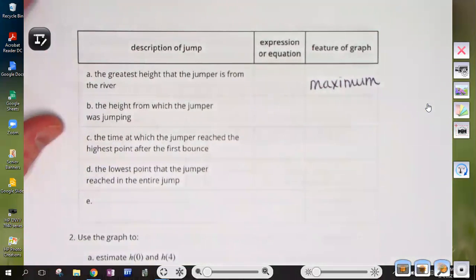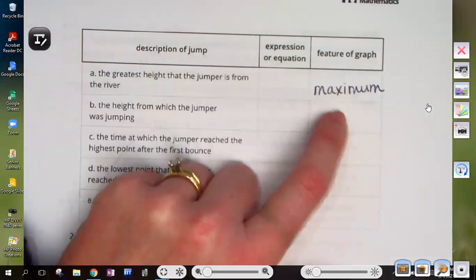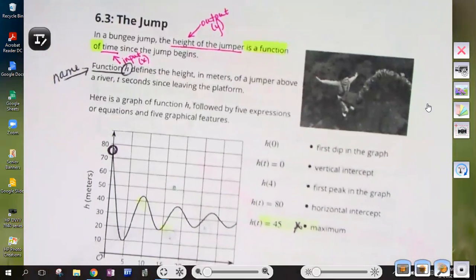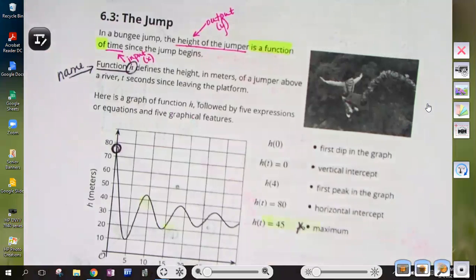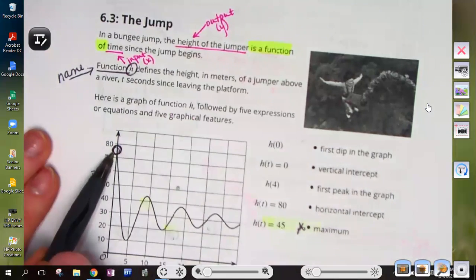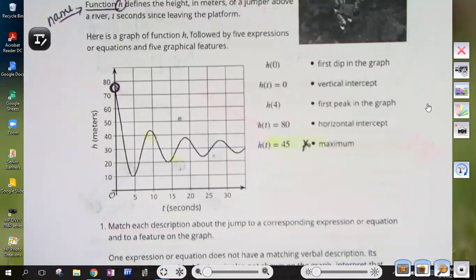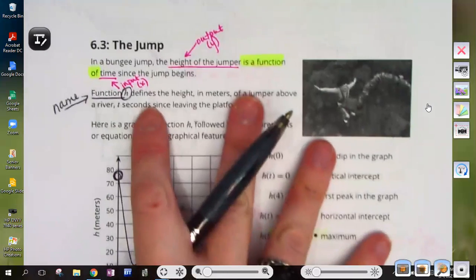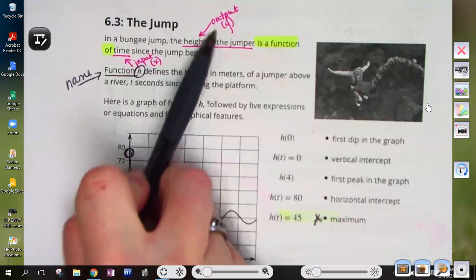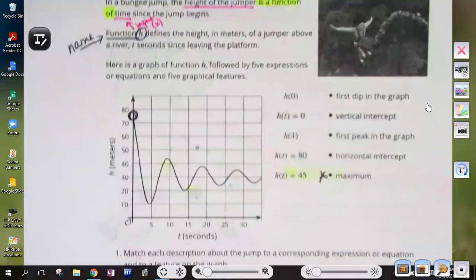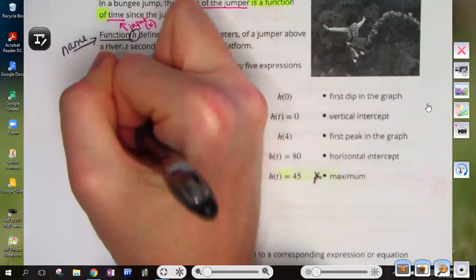Okay? So now we have to match that with its correct function notation, okay? So which one of those function notations matches that maximum point on our graph? So we're talking about the greatest height that the jumper is from the river. So we're talking about the height. So when we're talking about the height, what are we talking about? The output. So what is the output at this point? 80. I didn't circle it very well.